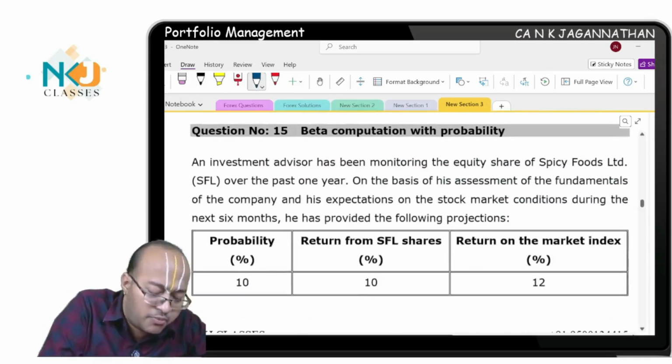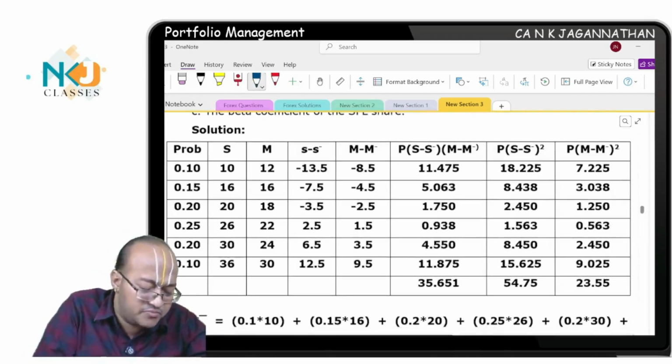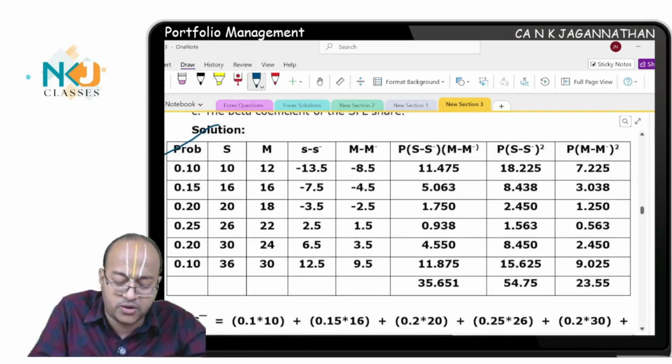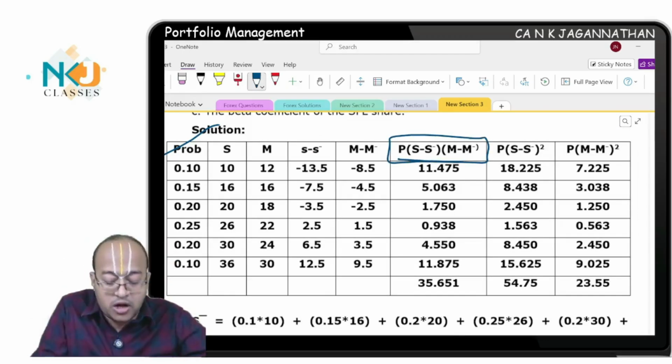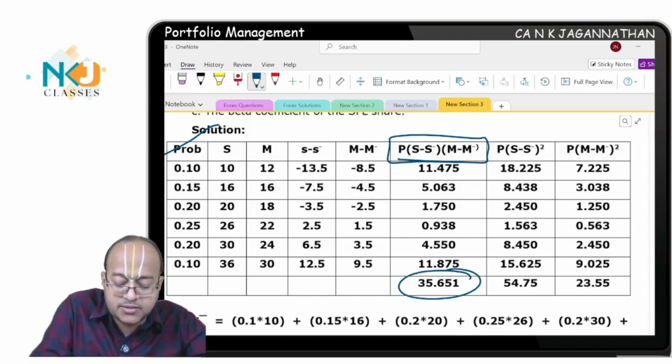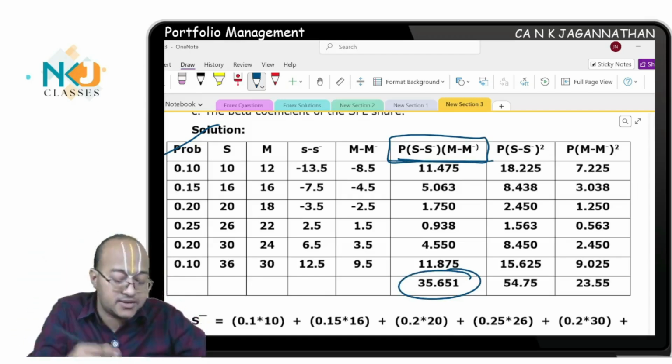Next, come to beta computation with probability. When probability is given, how to compute beta? You already know that, very simple, same columns you will find out to find covariance. Only thing is, probability into whatever number you got. There you did the sum divided by n. Instead of n, you multiply it with probability. Already discussed, please go through.